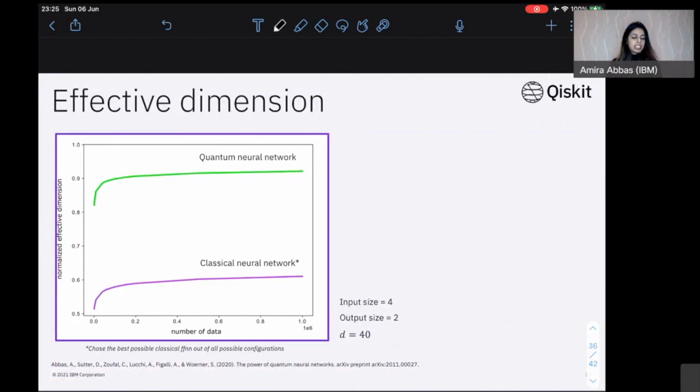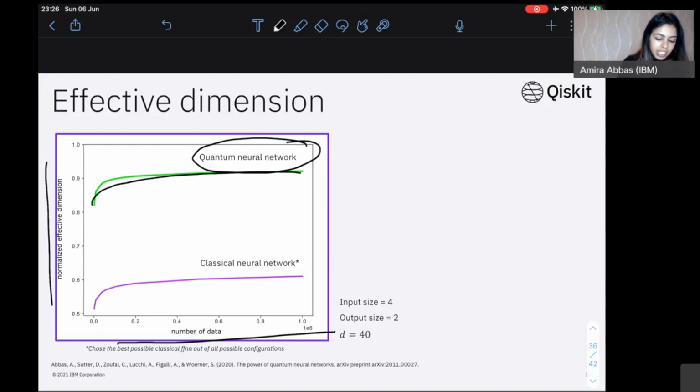And so some preliminary experiments showed that quantum circuits, quantum models, seem to have a much higher effective dimension. What you're looking at on the y-axis here is the effective dimension, and this is over the number of data that we can have. The effective dimension for a quantum model was significantly higher in some small-scale experiments. And even as these experiments were scaled up, this relationship existed. And these classical models here are classical feed-forward neural networks. So this seemed promising, right?